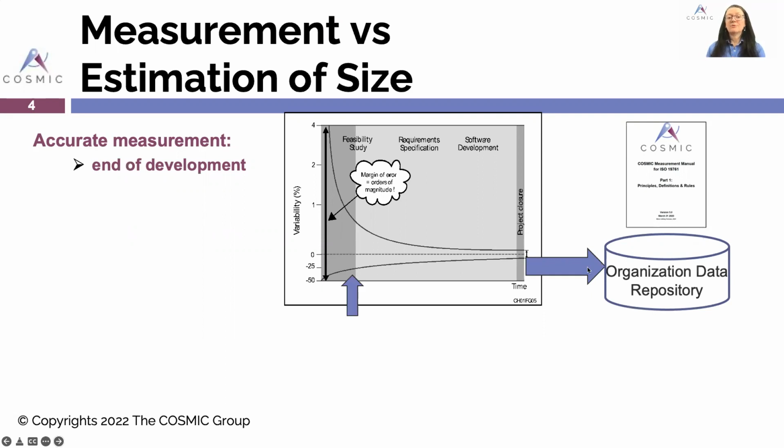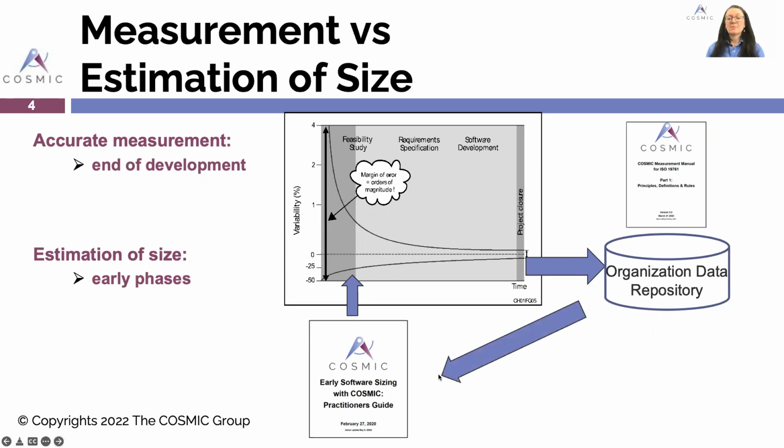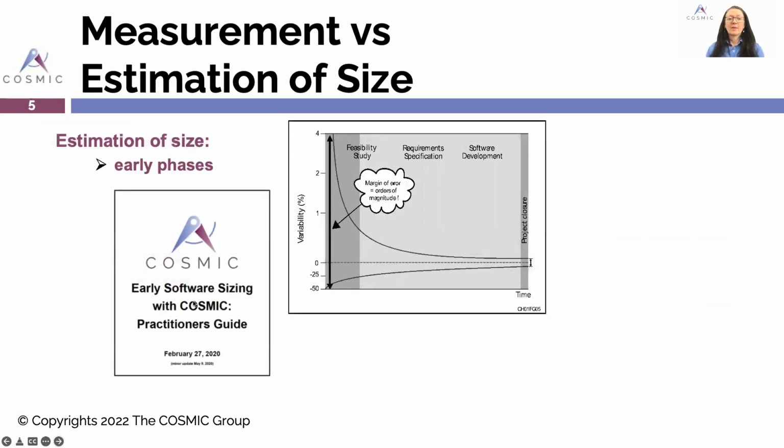But what about the feasibility study at the early phases of the life cycle? Well, we have a document called the Early Software Sizing with COSMIC Practitioner's Guide, which can take some data from our repository and apply them so we can estimate the size in the early phases of the project. That document will show and explain different techniques to approximate the size. And this is exactly what we'll view in a moment.